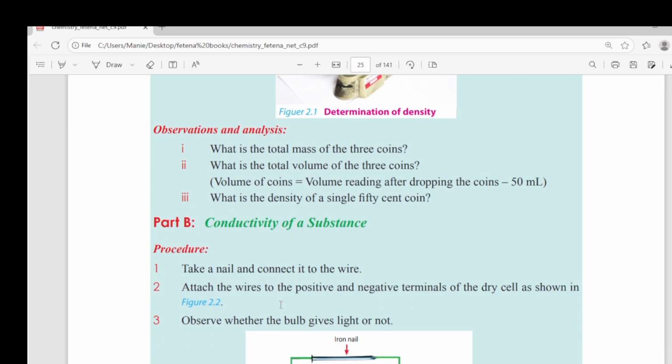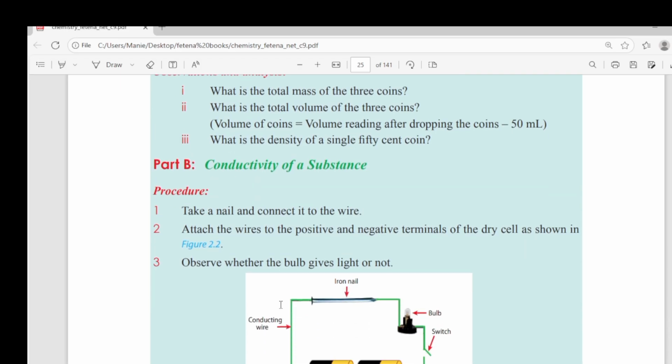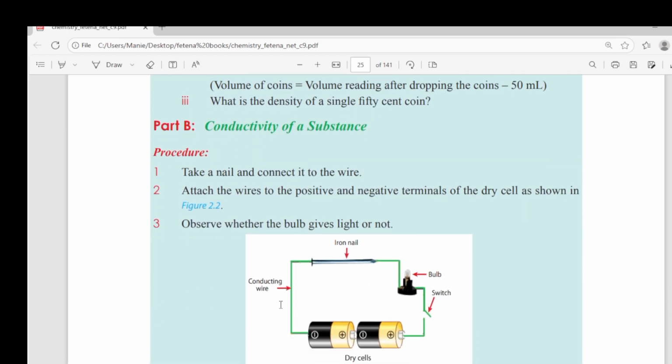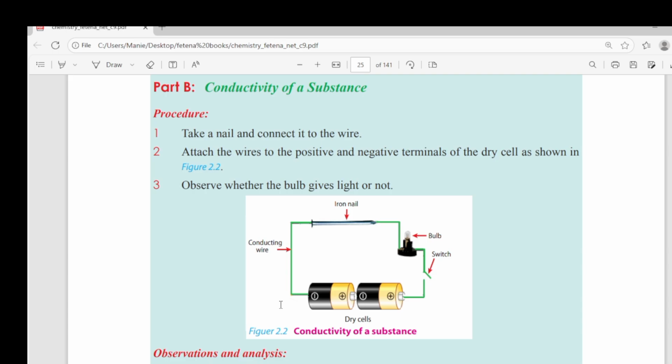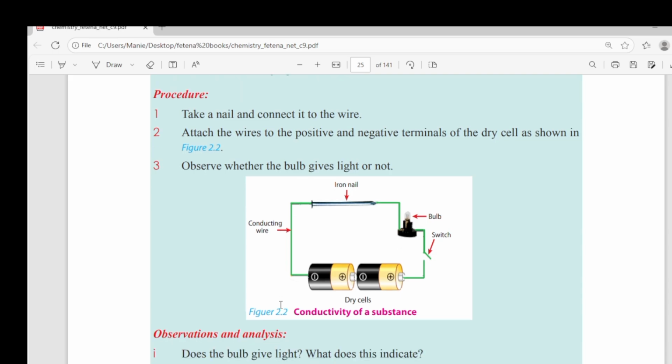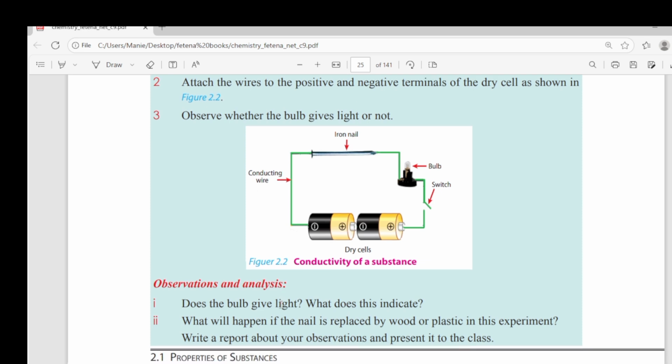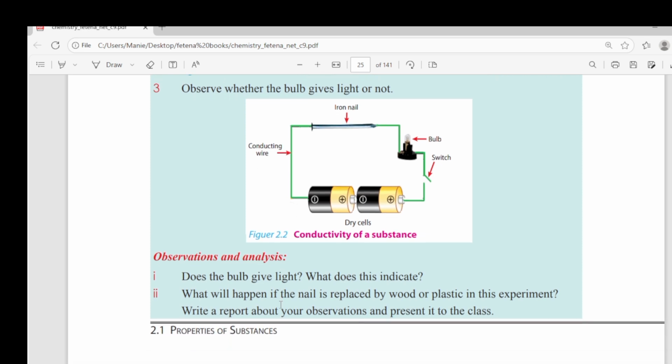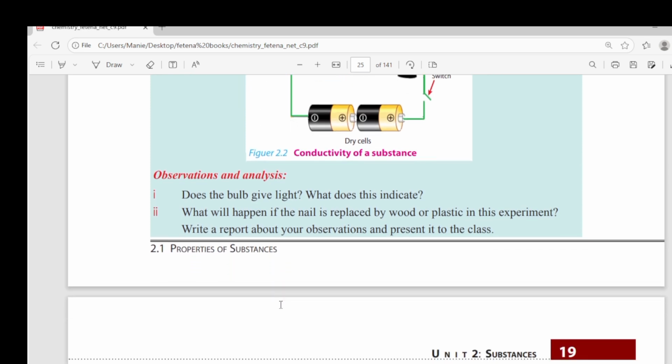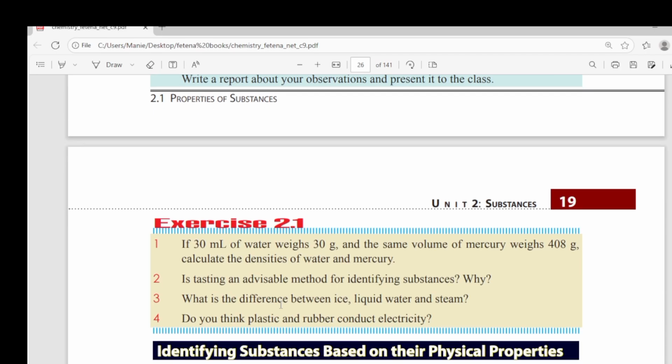Anyways, these are all the experiments. So experiments shall be better conducted in your laboratory than in online class. Anyways, let's come to this exercise.